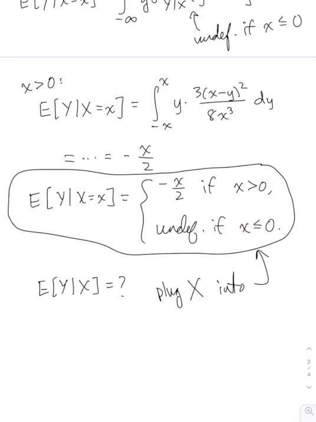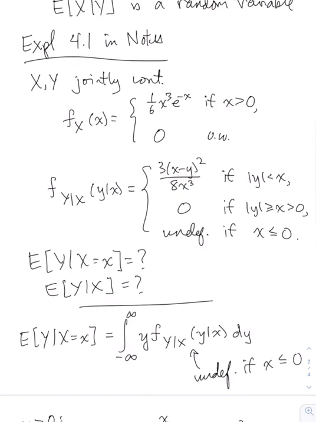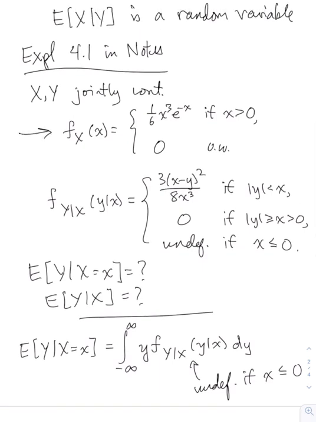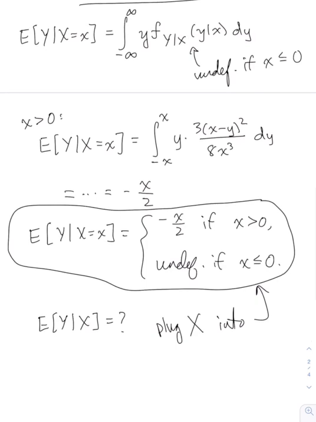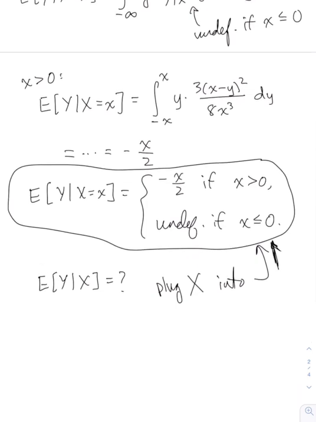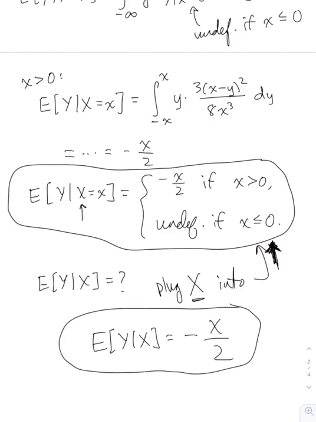But that can't happen. You see, if you go back and you look at the density here, the marginal density of capital X, it's supported on the positive half line. The probability that capital X is negative is 0. And it's always going to work out like that. Even though this function here might have portions where it's undefined, capital X, the thing that you're conditioning on here, will never take values in the places where this function is undefined. It can't happen. It's always going to work out that you can plug X into it. And then when we plug X into it, we don't have to worry about the undefined part, and we just have that the expected value of Y given X is negative X over 2. Negative capital X over 2.